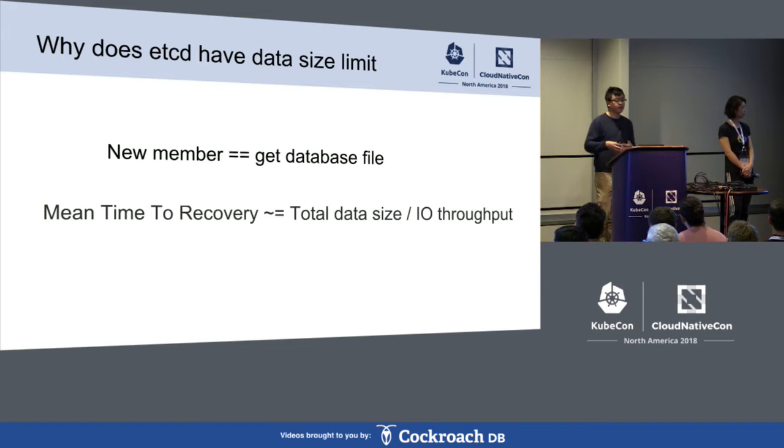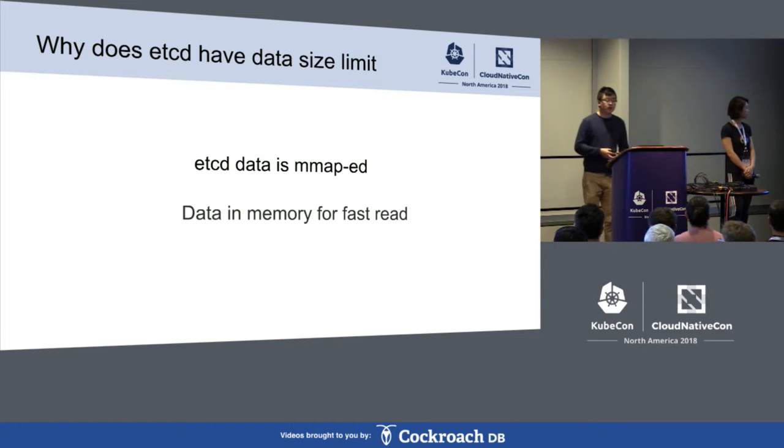On a typical AWS small deployment, 3 minutes is good enough for you to get the 2 gigabyte snapshot from any member still in the cluster. If you want to increase the data size limit, you probably need higher I/O throughput for your deployment and then test it out. If it's still under 3 minutes, you are good to go. Another limit of the data size is your memory. etcd data is memory mapped, which means that we expect all your data to sit inside your memory. So make sure your memory is larger than the database file, or the total data you put into etcd, so that etcd can still have fast reads.